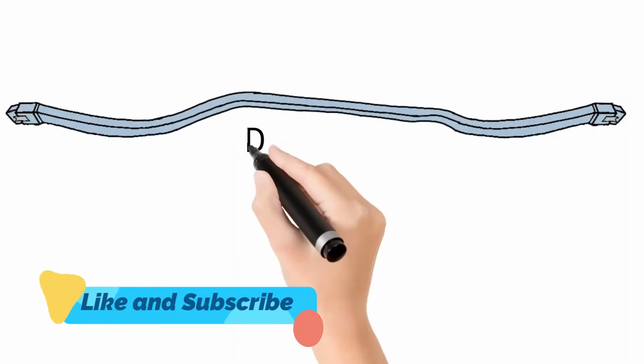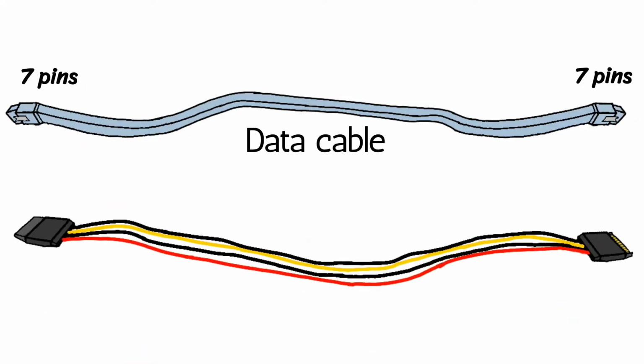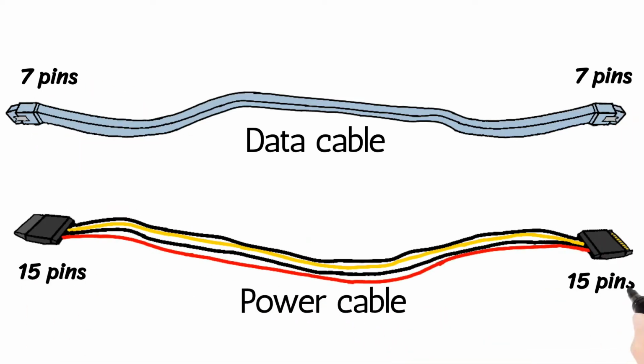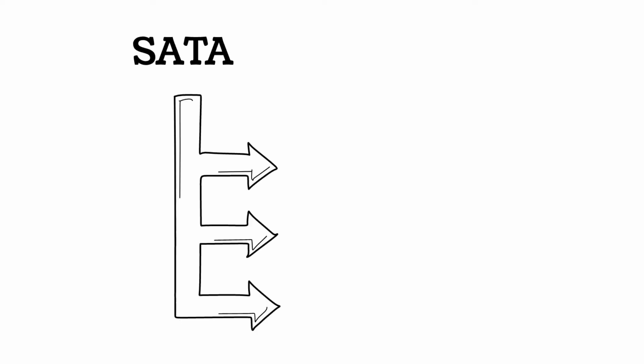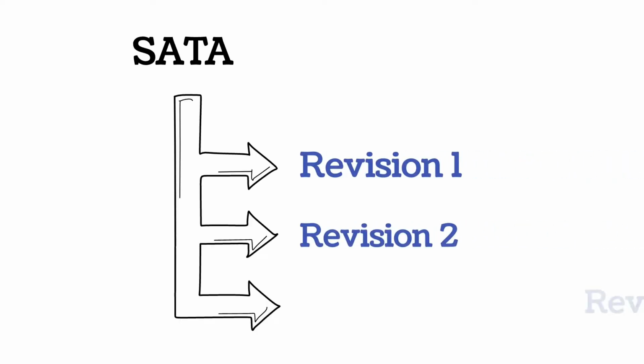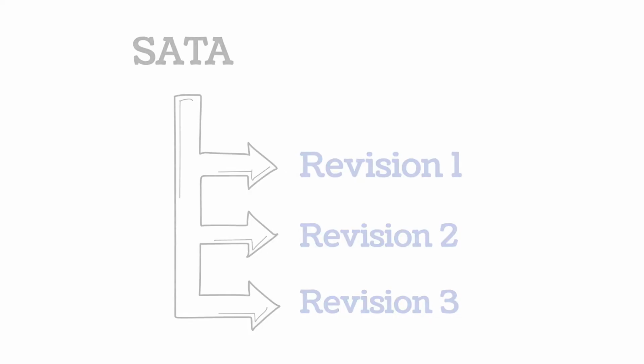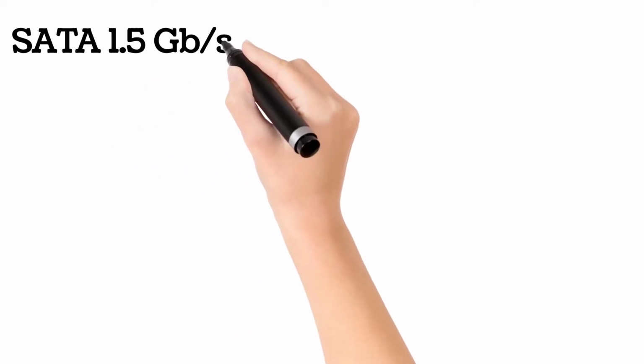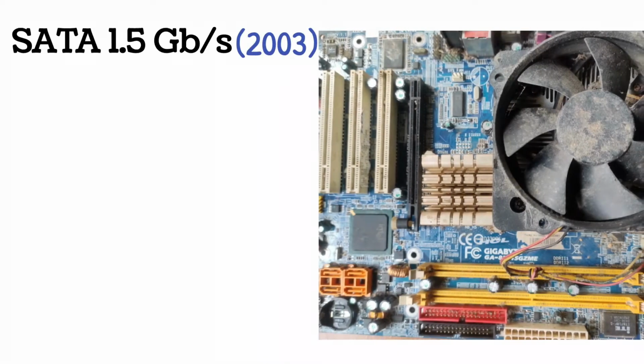It uses one data cable to transfer data and one power cable to supply power to the drive. Multiple revisions of this interface have been developed to allow for increasing capacity and bandwidth. The first revision was named SATA 1.5 Gbps, which was developed in the year 2003. This revision of SATA is seen on older motherboards. As the name suggests, its data transfer speed was 1.5 Gbps.